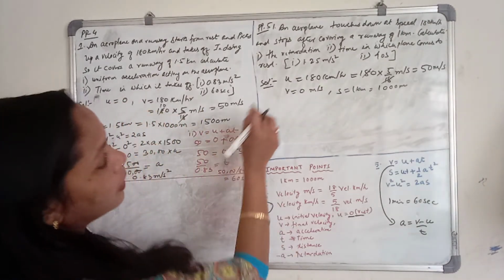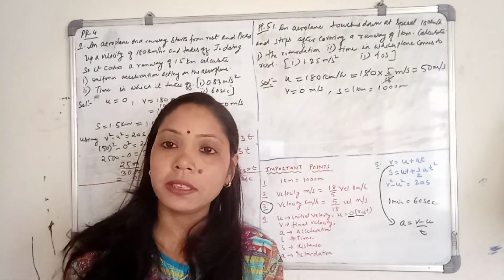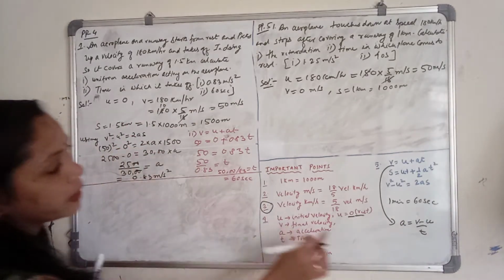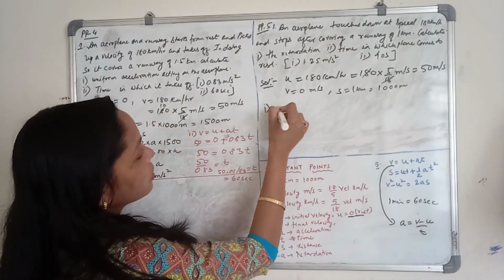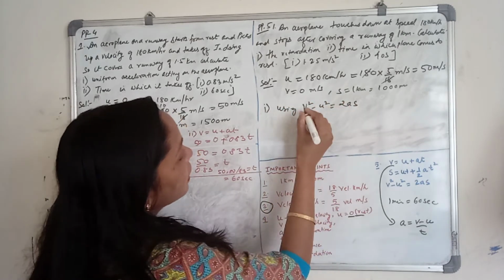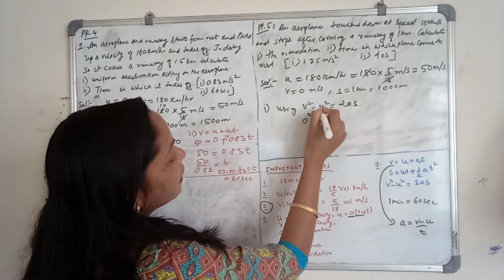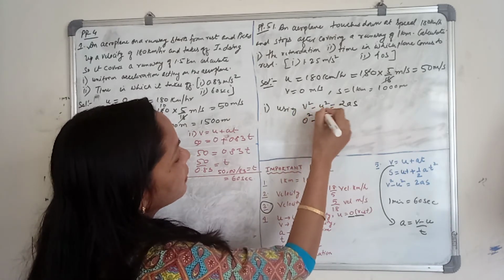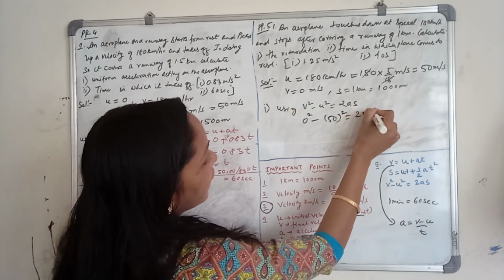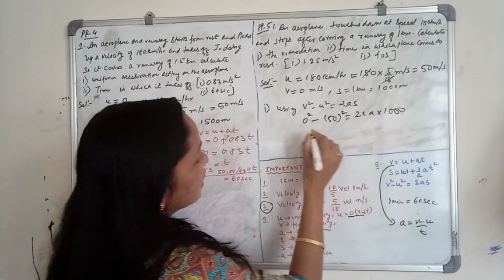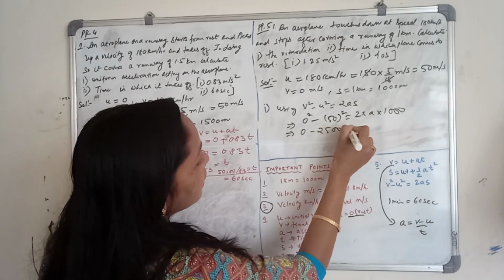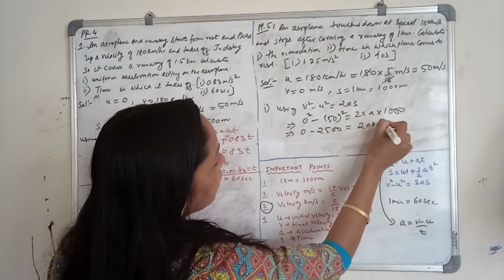Now, first you have to find the retardation. It means retardation always comes in negative. So, we'll again use the same equation, that is v square minus u square equal to twice a s. So, put the value of v, 0 square. U square is your 50 square. 2 into a you have to find, and this one is your 1000. So, this becomes 0 minus 2500 is equal to 2000 a.